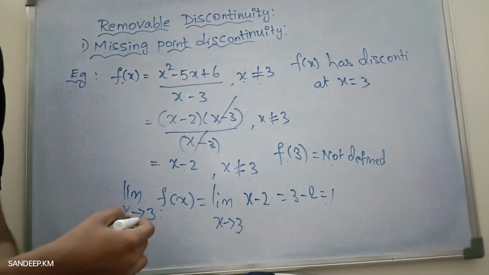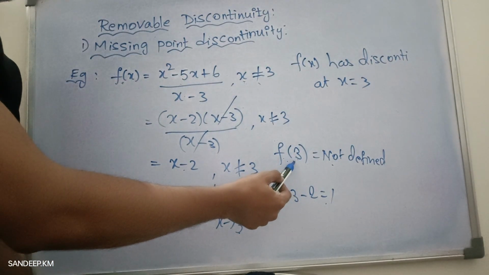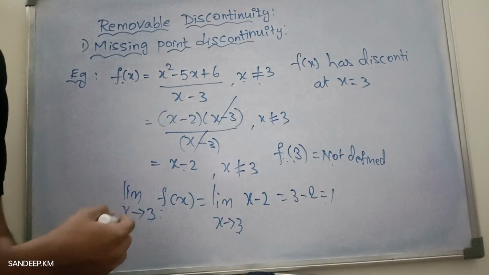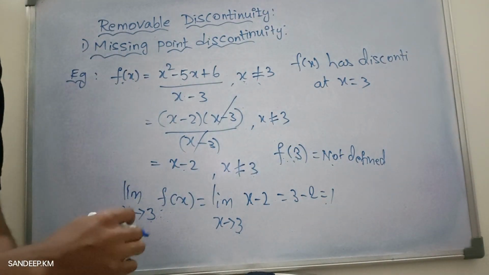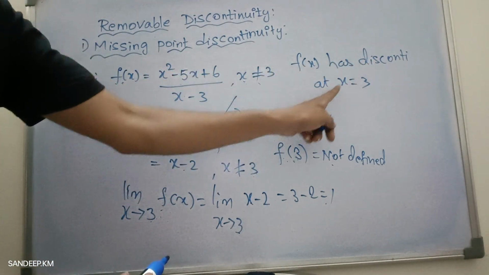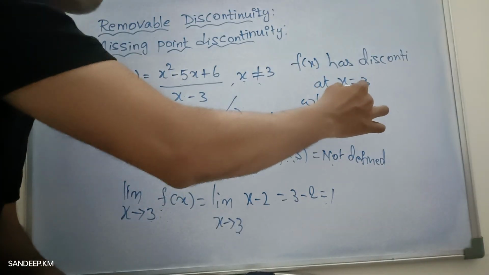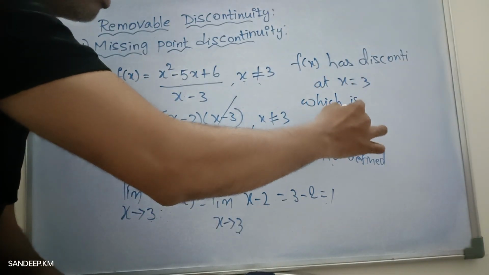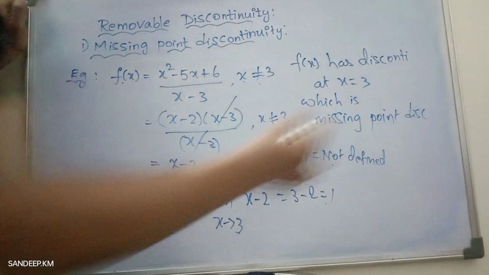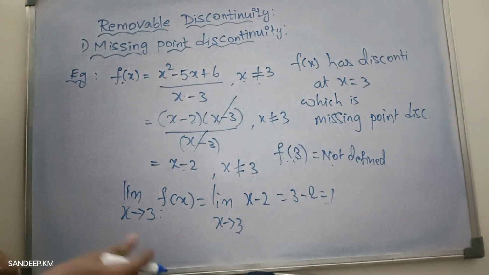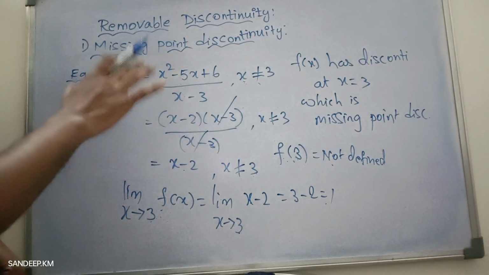And what type of discontinuity is it? Since the limiting value of the function exists and the value of the function is not defined, we call it missing point discontinuity. So f of x has discontinuity at x equal to 3, and the type is missing point discontinuity. To understand why this particular name is given, let us understand the discontinuity of this function f of x using its own graph.